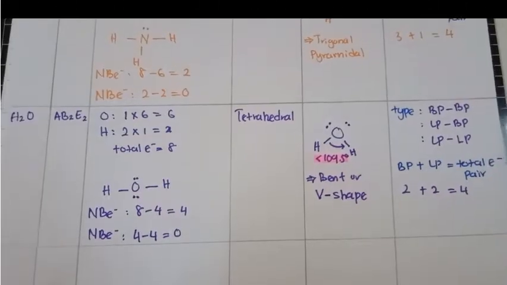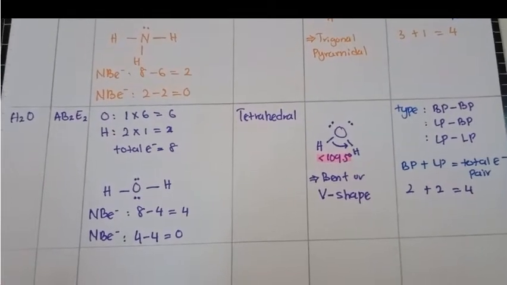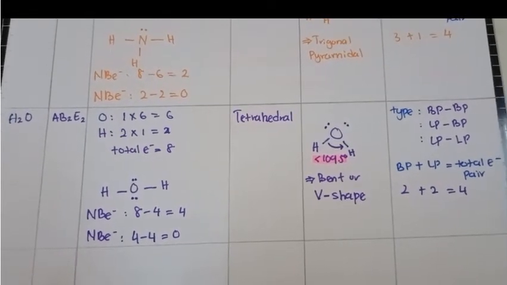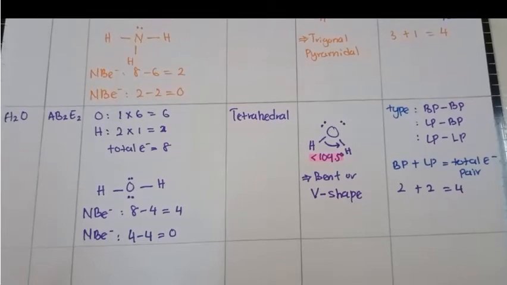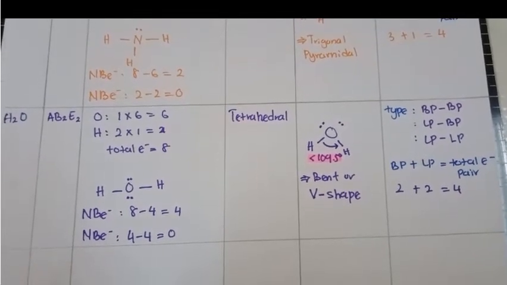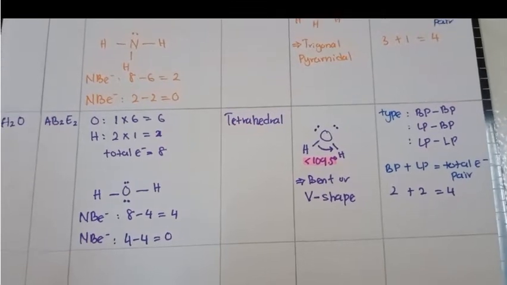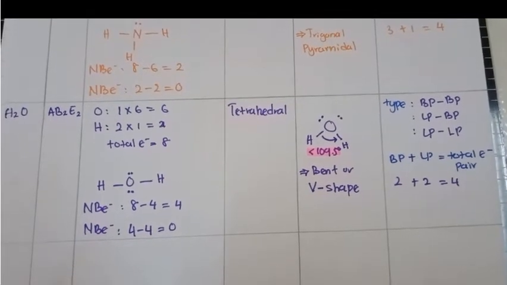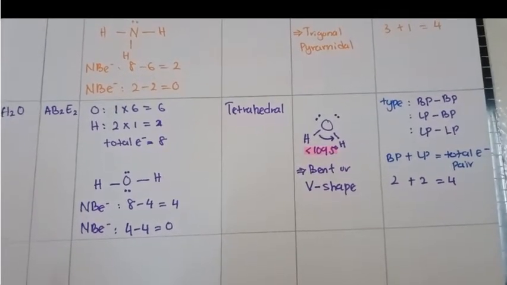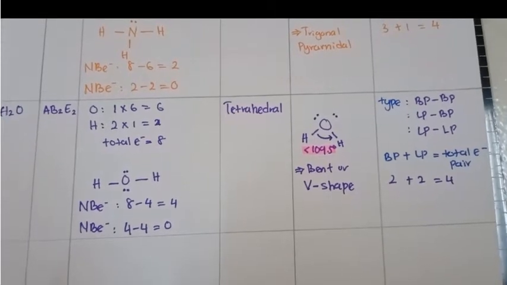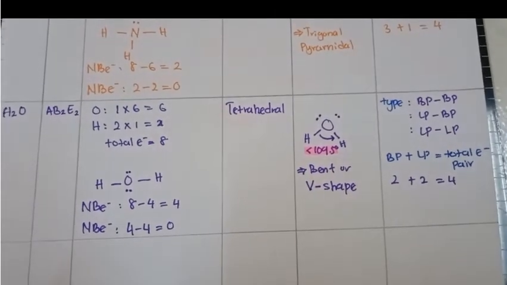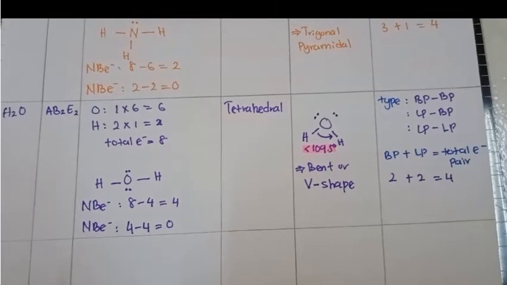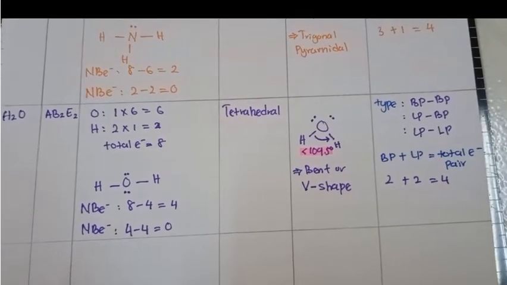Now for the element H2O, the class is AB2E2. Oxygen came from group 16 and has 1 atom, so 1 times 6 is equal to 6. And H is from group 1 and has 2 atoms, so 2 times 1 is 2. The total electron is 8. The Lewis structure is drawn like this. First, we need to calculate the non-bonding electron. We got 8 minus 4 is equal to 4 because it has 2 bonding pairs. Then we need to add 2 more lone pairs, and the result of non-bonding electron we get 0.